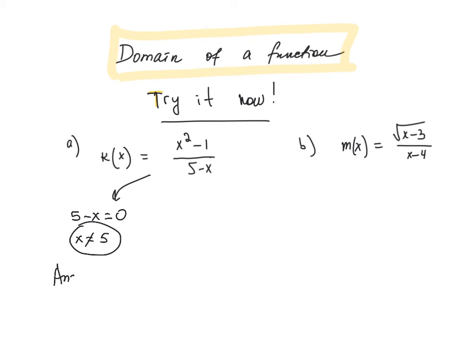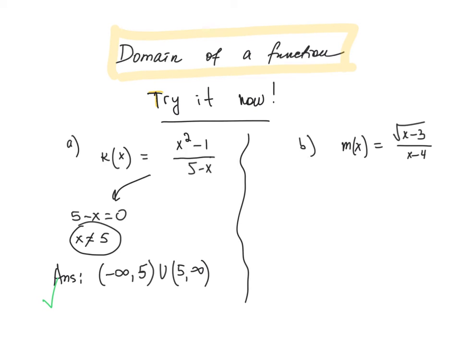So your answer is going to say negative infinity to 5, obviously parentheses, and union 5 to positive infinity. Done. So finish this one. Now let's move on to question B. In this case, it looks like it's a little bit more complicated because we have both the square root and the denominator with the variable in it. So one step at a time.